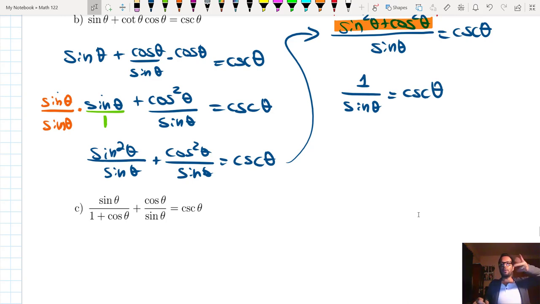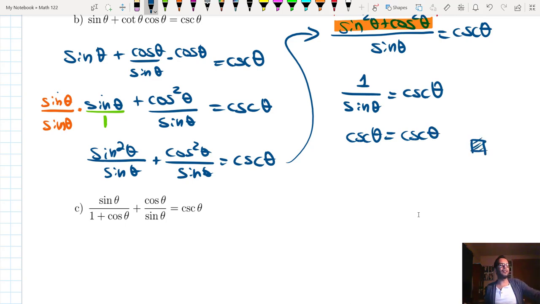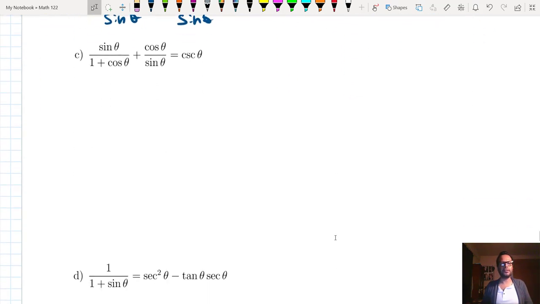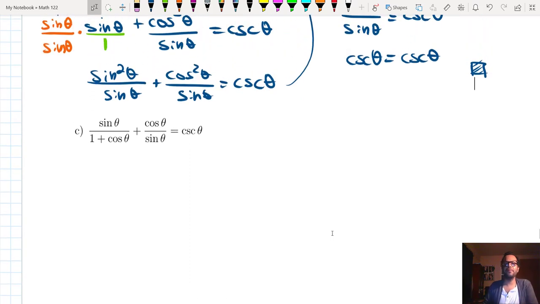Isn't that the reciprocal property, the reciprocal identity? 1 over sine is the same as cosecant theta, which now matches the right-hand side. And that's the end of the verification, right? All right, so let's do another one. Okay, let's look at another one, letter C.